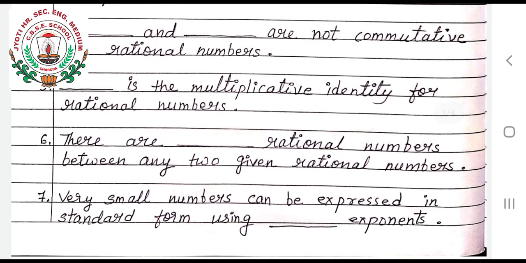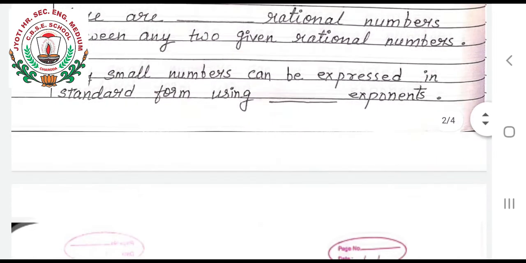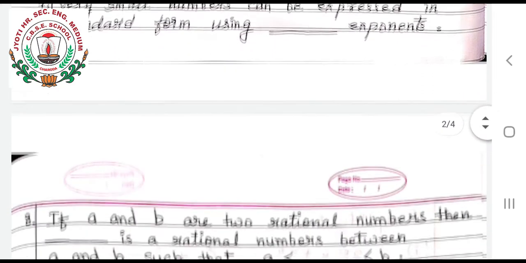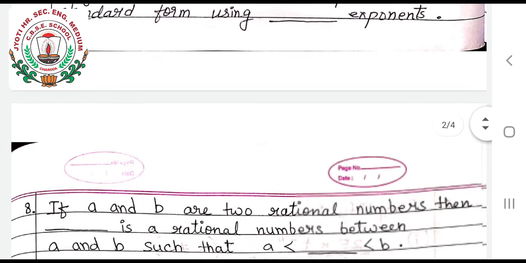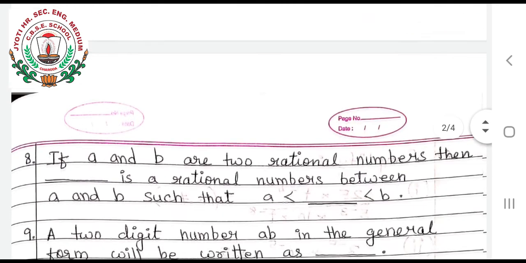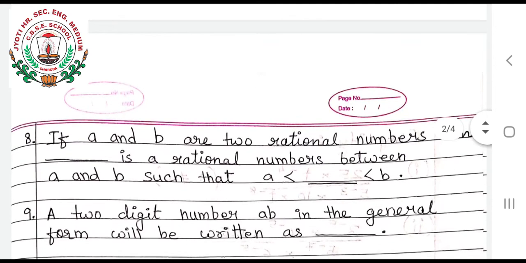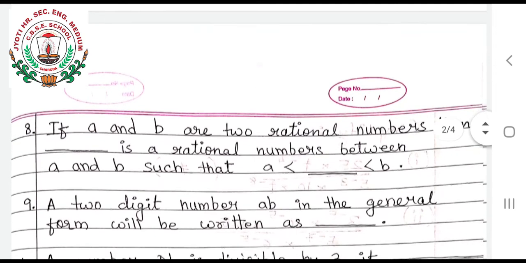Then next, if a and b are two rational numbers, then dash is a rational number between a and b. This is also given in the points we have discussed. Go through that. Then a two-digit number AB in the general form, how it is written, is also given at the back of the chapter.